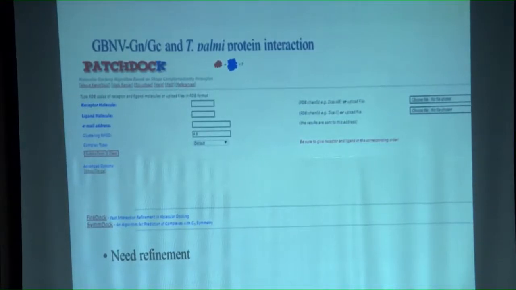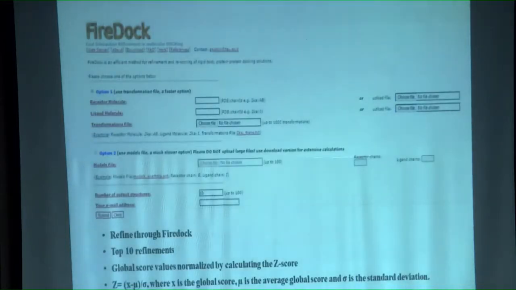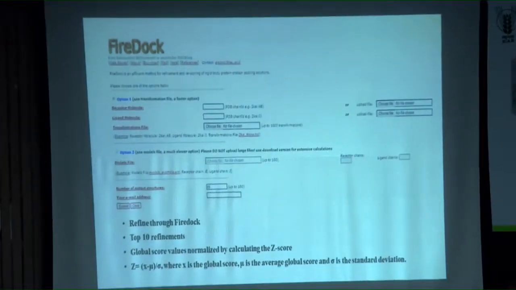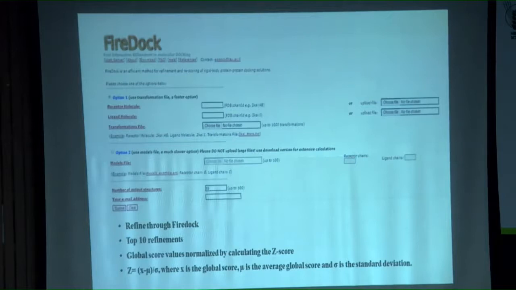Okay. After doing PatchDock, it needs some refinement. So for the refinement, we are using another web server, that is FireDock. In FireDock, again you have to choose the transformation file. Whatever output of PatchDock you have received, you have to load into FireDock, and FireDock will give you an output with a refined docking between the two proteins. They will provide the top 10 refinements and a global score, and based on this global score we used a normalized Z score.